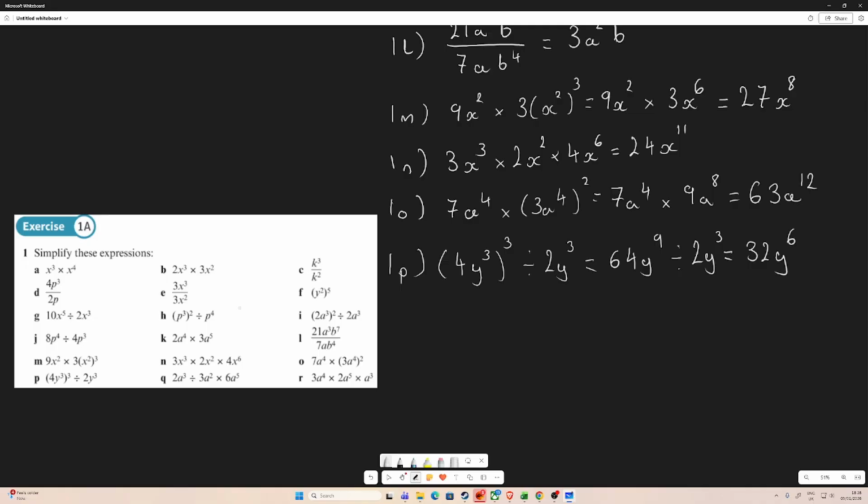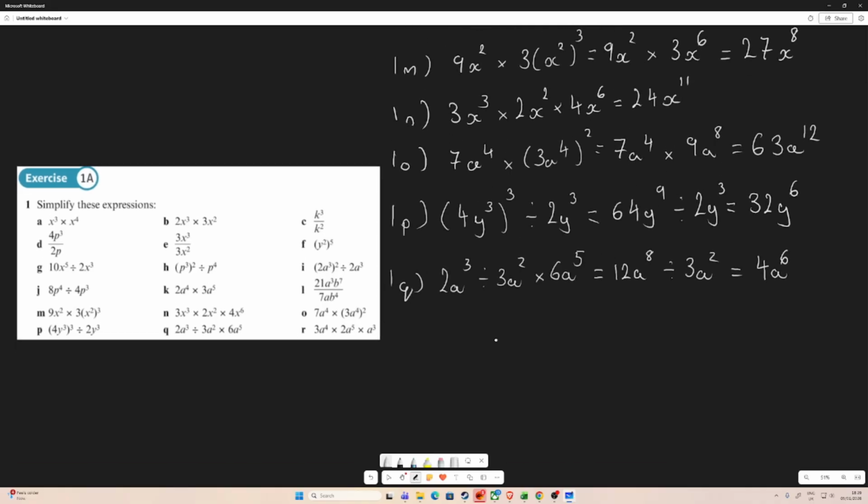Okay, and 1 cube. Let's see, we have 2a cubed divided by 3a squared multiplied by 6a to the power of 5. Since multiplication is commutative, I'm going to do 2a cubed times 6a to the 5 first, so it's going to be 12a to the power of 8 divided by 3a squared, and that is simply 4a to the power of 6.